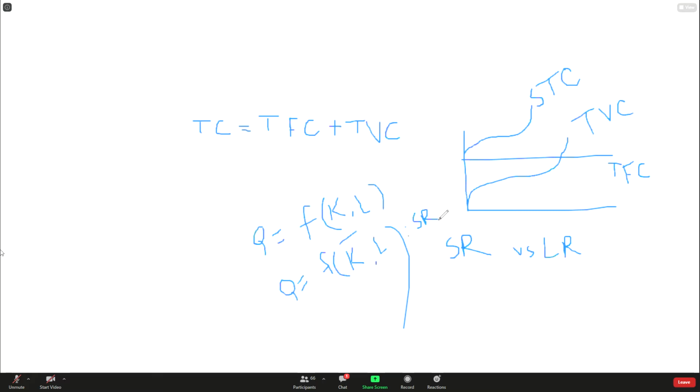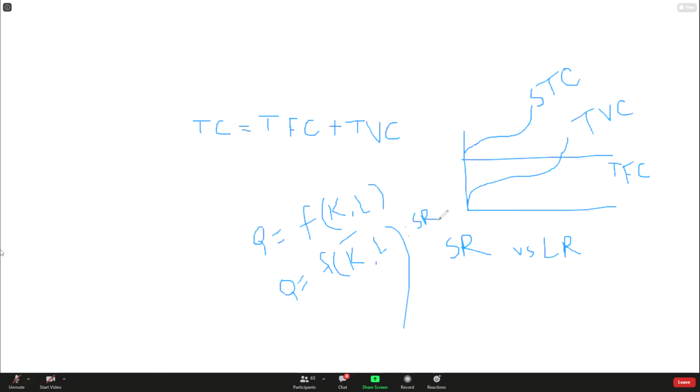Sir, the first function and second function both are the same. So then why do you write it again, sir? If it is the same, why would I write it again? Does it look like the same? Look here. There is a K bar. K bar means K is constant in the second case. In the first case, K and L both are variable.